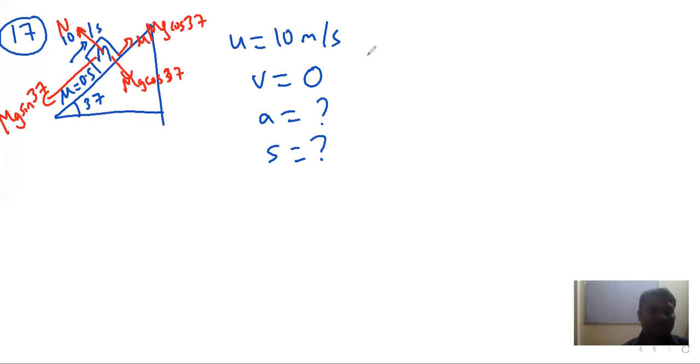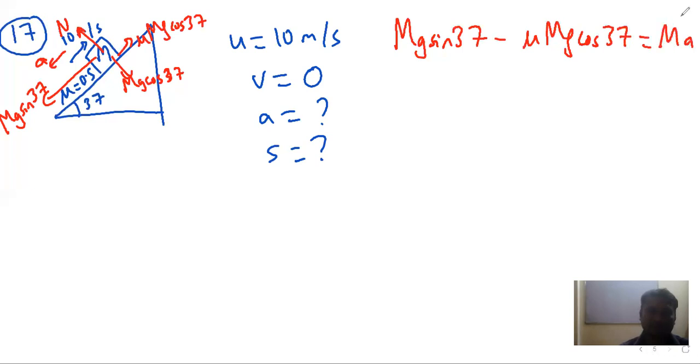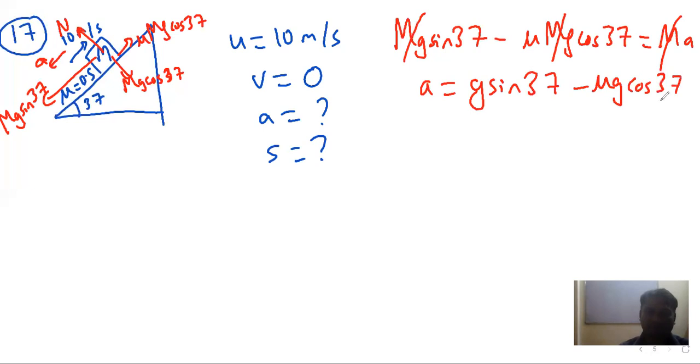Now, in this case, we have retardation. Actually, the acceleration will be in the downward direction. Retardation will be in the upward direction. So in this case, we have mg sin 37, which is the downward force, minus mu mg cos 37, that equals mass into acceleration. Mass cancels out. So deceleration in this case comes out to be g sin 37 minus mu g cos 37. This is the value of deceleration. Because it is deceleration, let us put a negative sign here. So let us find the value of this deceleration.